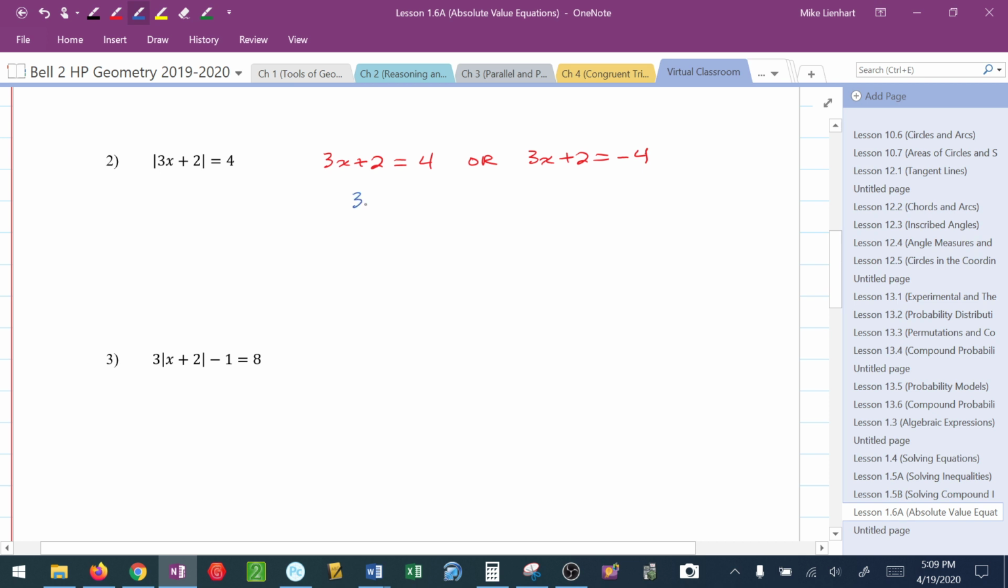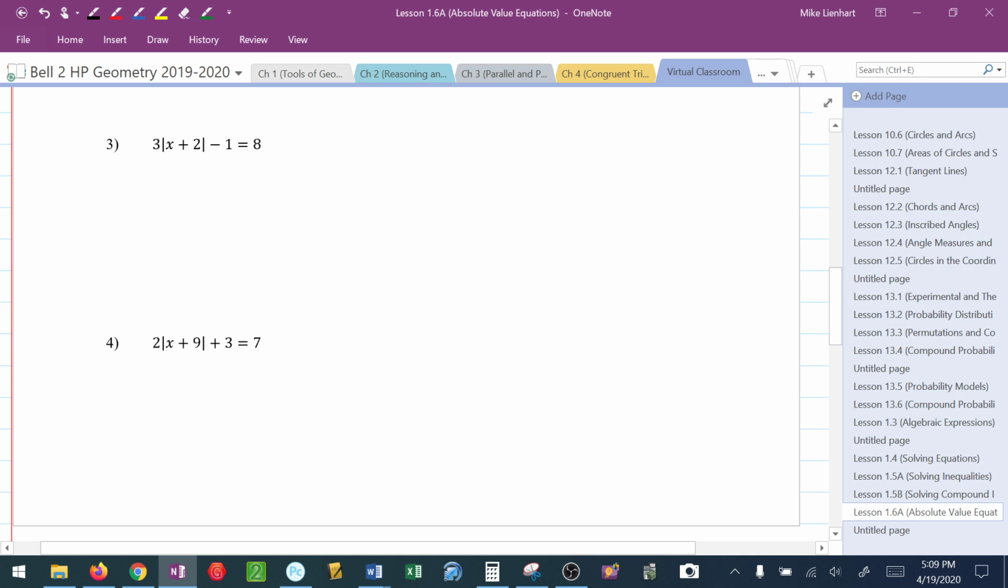Solve the first one. Subtract 2, so I get 3x is equal to 2. Divide by 3, I get x is 2/3. Do not write this as a decimal. 2/3 is the way we want the answers written. All right? We don't want a decimal approximation. On the second one, we're going to subtract 2. I get 3x is equal to negative 6. Divide by 3, I get x is negative 2. So my solution would be negative 2 and 2/3. Yes, the work should accompany the solution. All right, so take a look at this one now.